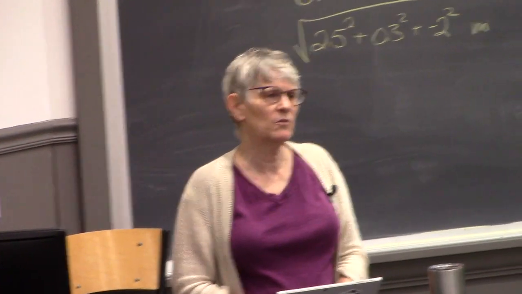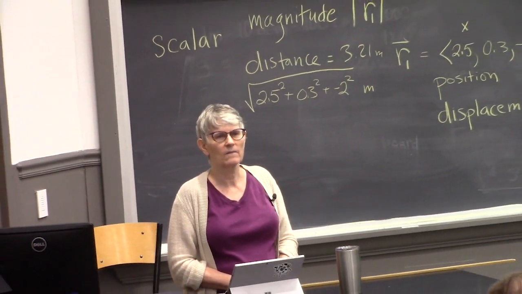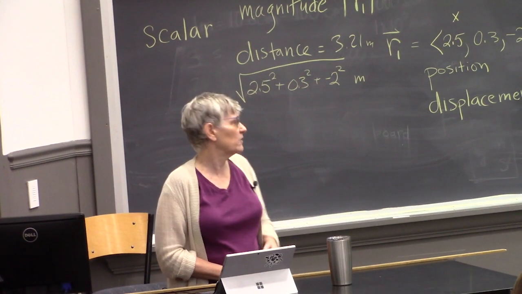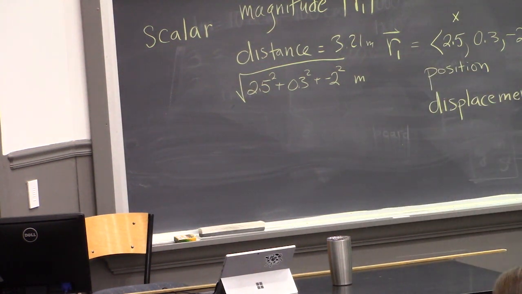How would we make a vector that's the same length as R1, but it points in the opposite direction to R1? Yeah, we just multiply it by negative 1. So minus R1 is minus 1 times R1, which would be minus 2.5, minus 0.3, plus 2 meters. And does that make sense?